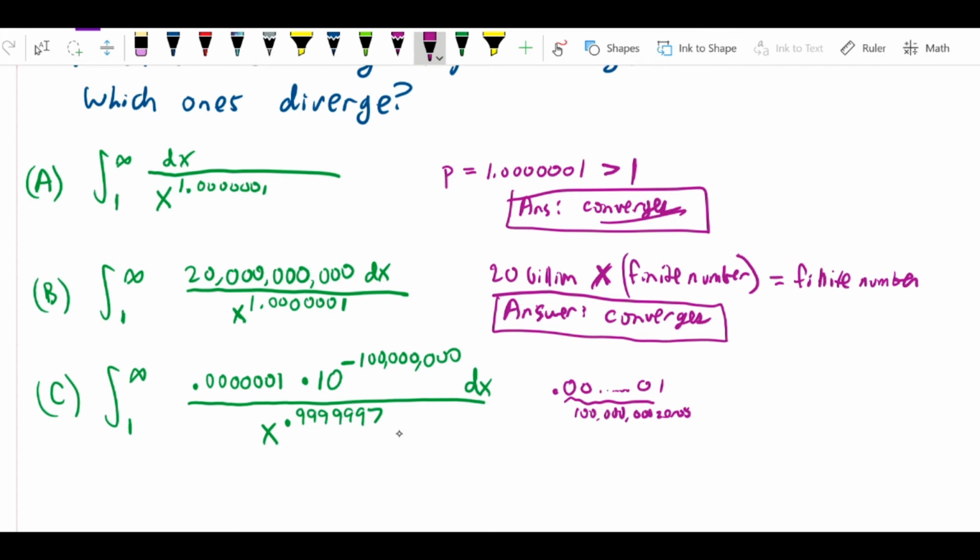But even if we take this unimaginably small number and multiply it by infinity, we still get infinity. So it doesn't matter what we multiply a p integral by. The only thing that's going to matter is the p format itself. This is x to the 0.9999997, where p equals 0.9999997, which is less than or equal to 1. So the answer is that the integral diverges.